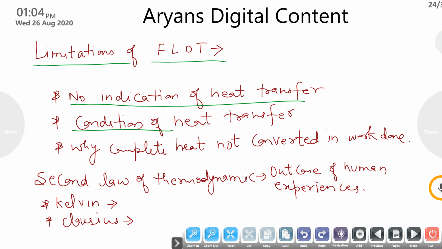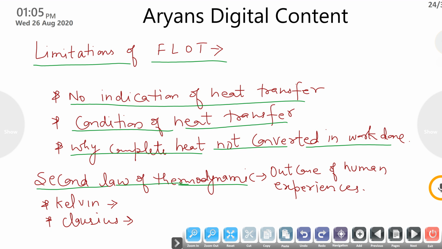Second, there is no condition in this law of thermodynamics, meaning under what condition heat is transferring. And third, it has no clue why complete heat is not converted into work done. Why was complete heat not converted into work done? This has no clue. So for this we have to study our second law of thermodynamics.